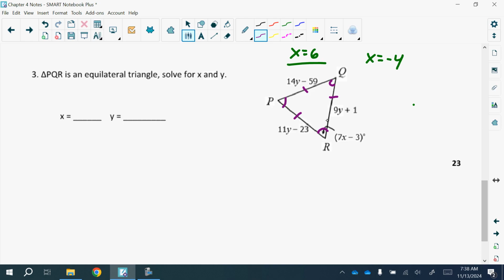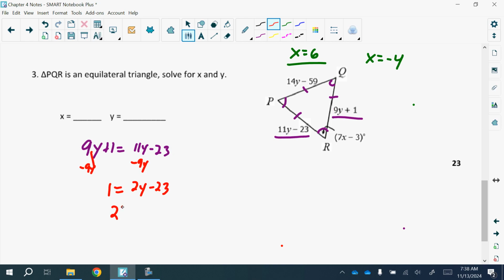To solve for y, we have each side given to us as an expression of y. It's equilateral, so we can choose any two sides and set them equal to one another in order to solve for y. So I'm going to choose 9y plus 1 and set it equal to 11y minus 23. Again, it doesn't matter which two sides you choose. Just pick two of them, whichever ones your heart desires, and solve for y. Now I'm going to subtract 9y from both sides. Now I get 1 equals 2y minus 23. Add my 23 over, I get 24 equals 2y. Finally, divide by 2, I get y equals 12. So that's going to be my y.